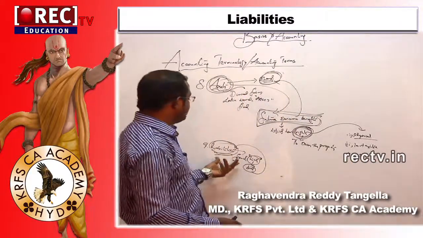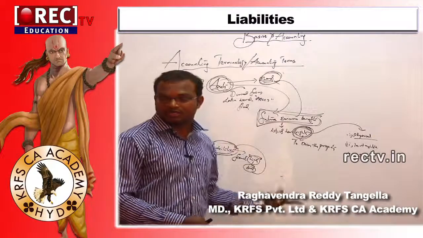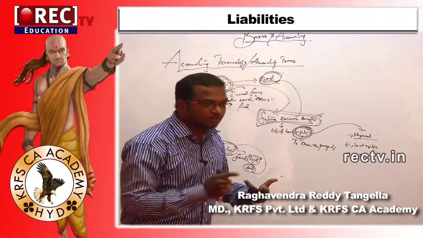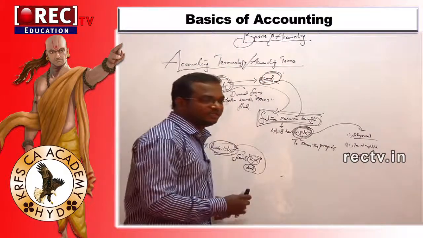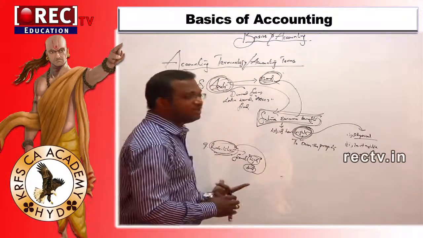Already we have seen liabilities. That means outsiders are due; the company is due to others. It is yet to be paid by the company. This is nothing but what, sir? Liabilities.